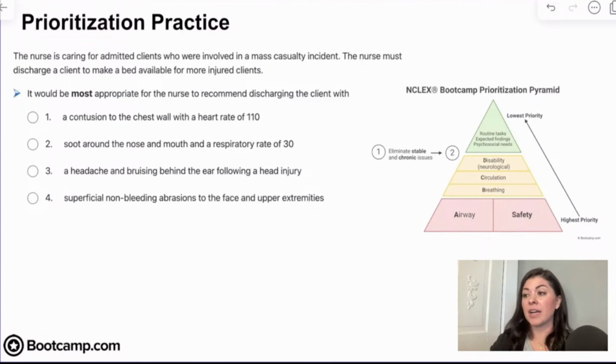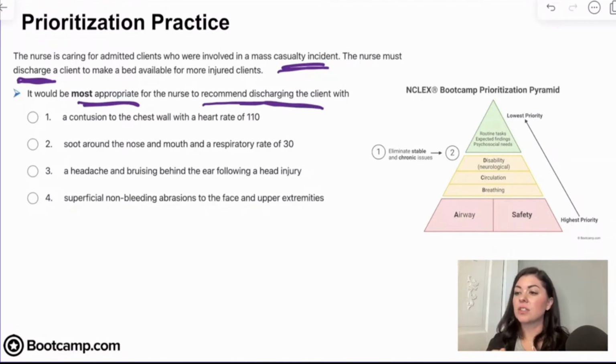The nurse is caring for admitted clients involved in a mass casualty incident, and the nurse must discharge a client to make a bed available for another client. So it would be most appropriate for the nurse to recommend discharging which client. So let's look at our options.